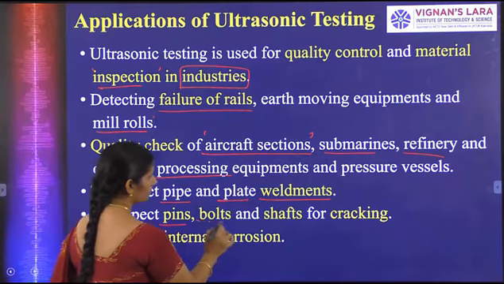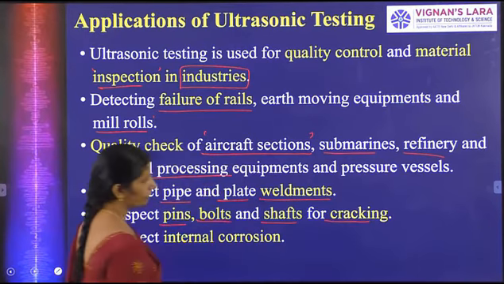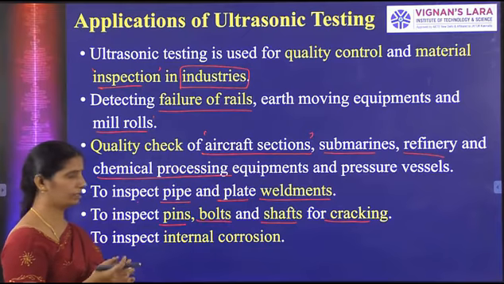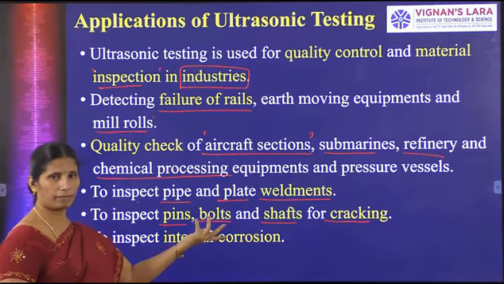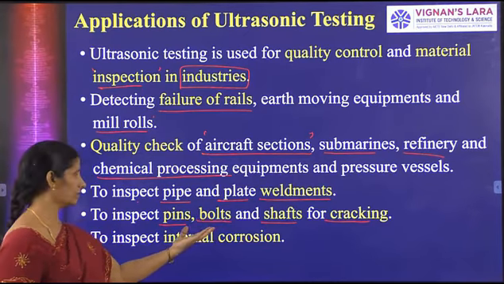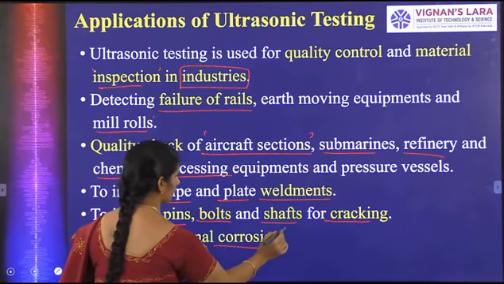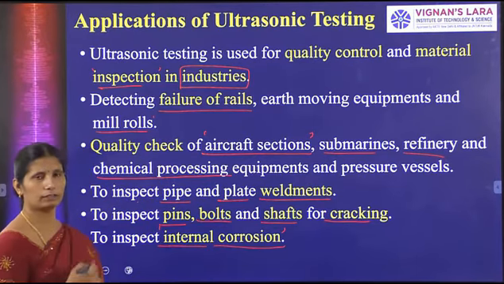So to inspect the pins, bolts and shafts for cracking. If there are any cracks in the pins, bolts or shafts fabricated in industries, those will be detected using ultrasonic testing. So to inspect the internal corrosion occurred inside the equipment, the internal corrosion will also be detected using ultrasonic testing. There are many more applications for ultrasonic testing, as well as for NDT and for ultrasonic waves also. So you can Google them. Some of them we have discussed.